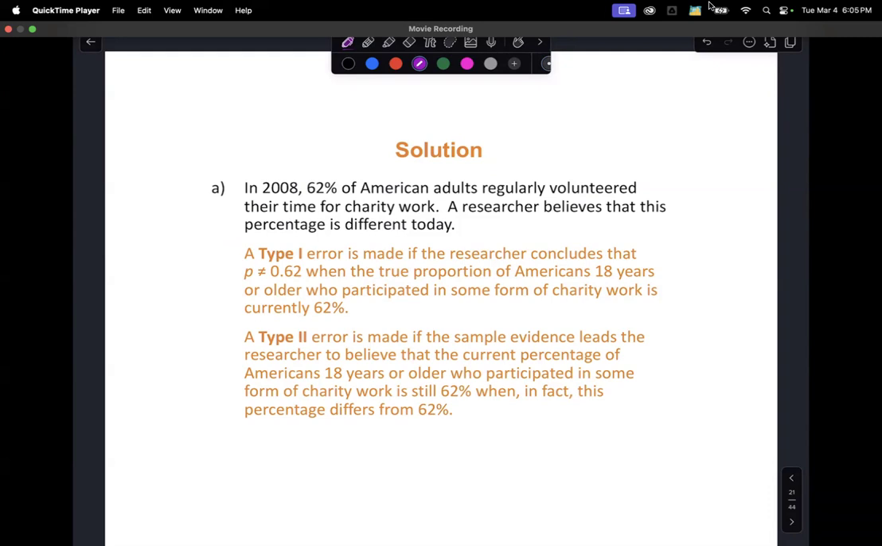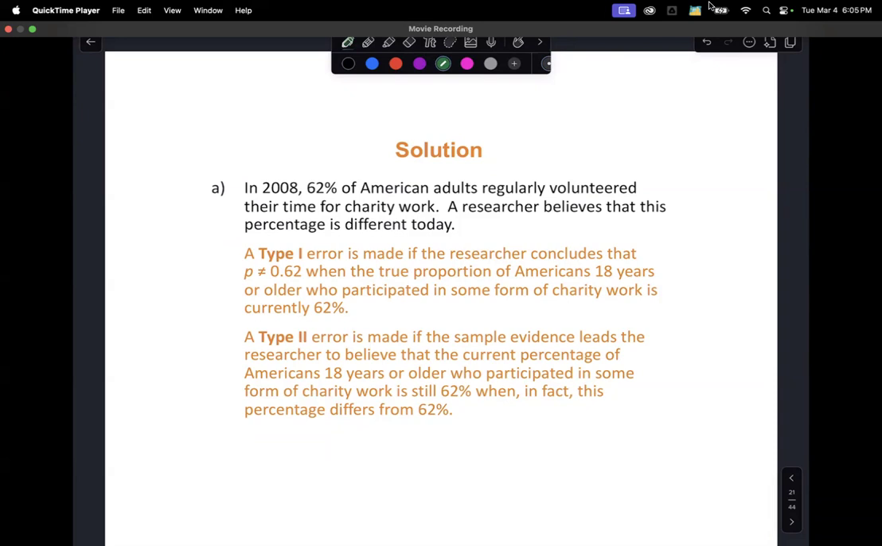Really, just use your notes. So do the error. If we say H naught, the probability is, let's say, 62%, then their alternative is that it's not equal to 62.